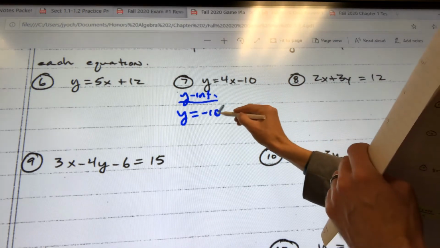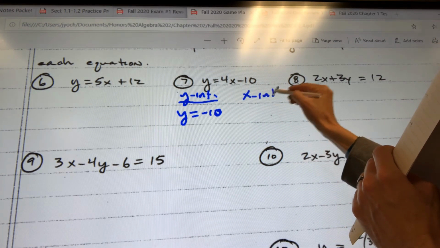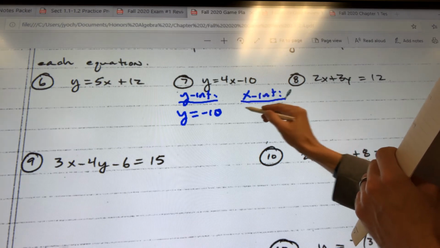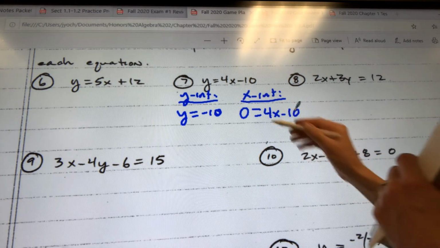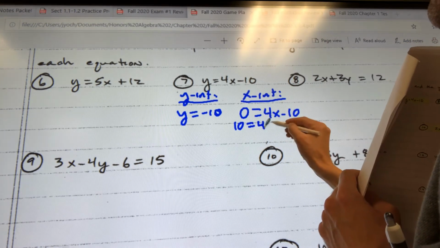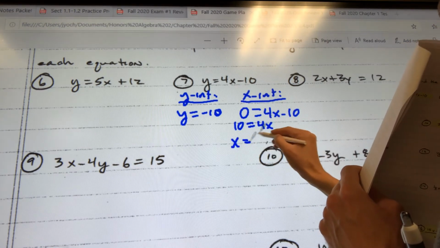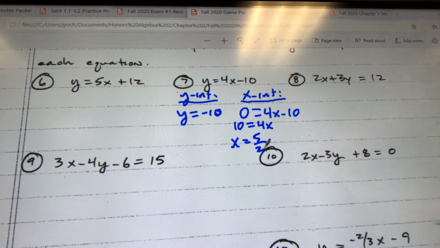All right. Now the x-intercept is when y is 0. So we say 0 is equal to 4x minus 10. I didn't leave you a lot of room here. Divide both sides by 4. The x-intercept is 5 over 2, 2.5.